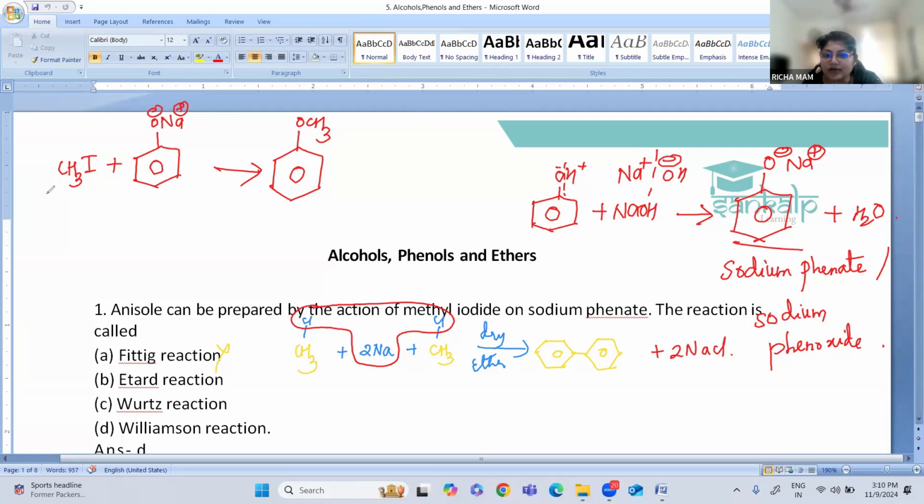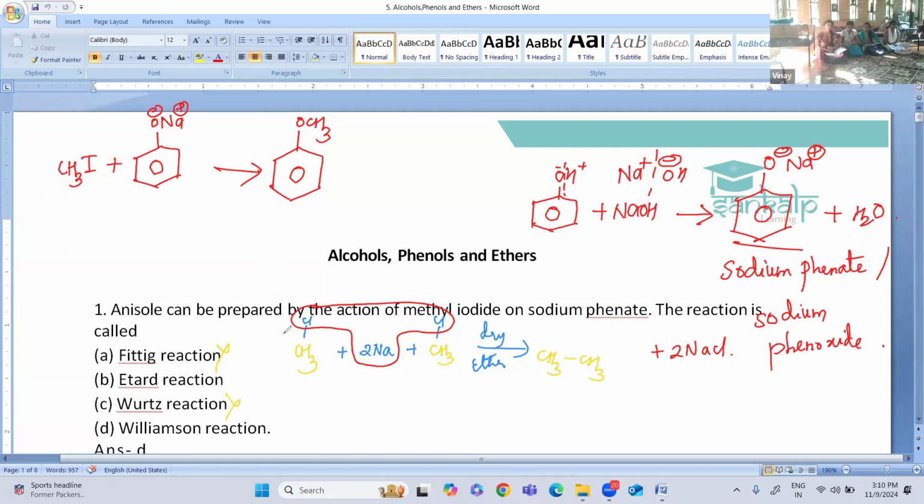My byproduct will be the same. What will be my main product? It will be ethane, right? So in Wurtz reaction, we are taking alkyl halides. Alkyl halides react in the presence of sodium and dry ether to give you a higher alkane. In Fittig reaction, aryl halides will react.